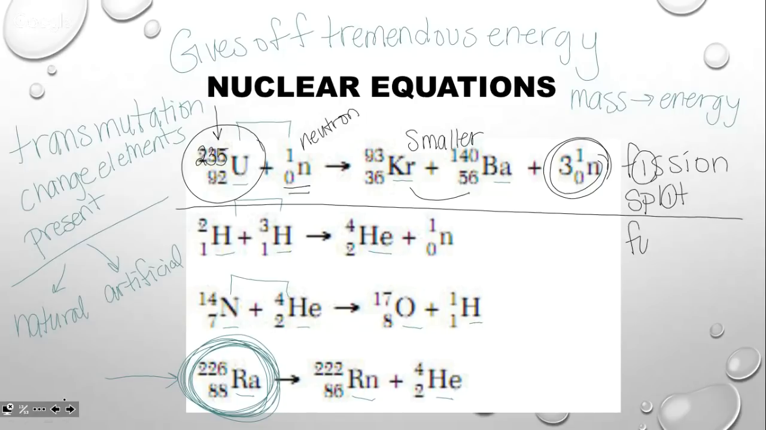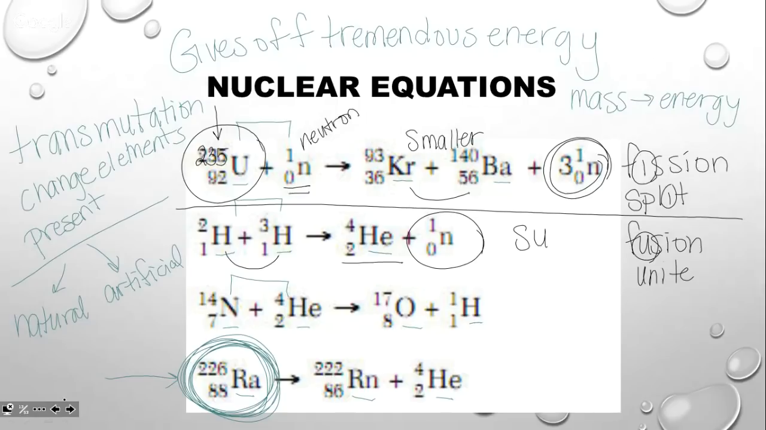Then we have fusion, and the U in fusion for me is for unite, and it's usually hydrogen plus hydrogen making helium. Sometimes there's also neutrons in the products. So fusion is hydrogen plus hydrogen making helium. And again, sometimes we also have a neutron in the products.